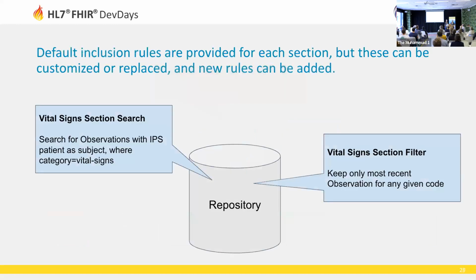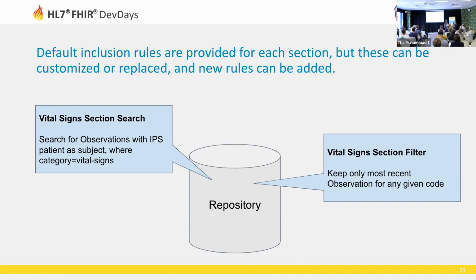So the way that thing works is effectively it allows you to first specify a search. For vital signs, for instance, you might say the search is going to be look for any observations with a category code of vital signs. And then we've got a filter, and you can customize the filter. An example filter criteria might be, I'm only going to keep the most recent single observation for each code. And all of this is customizable.